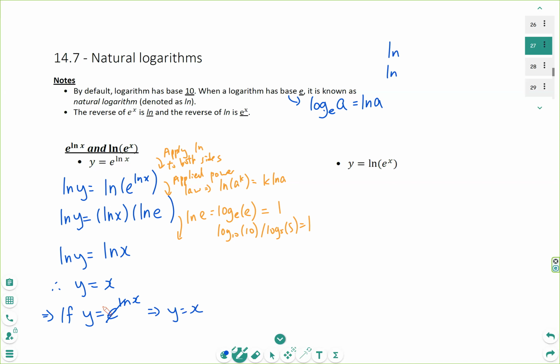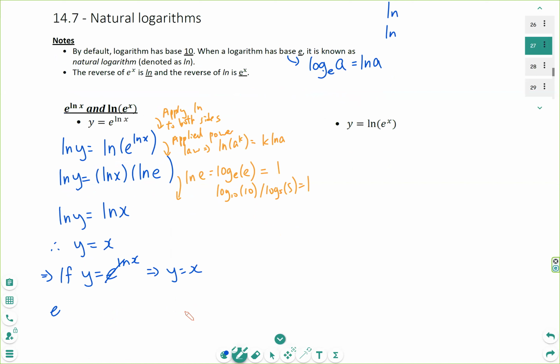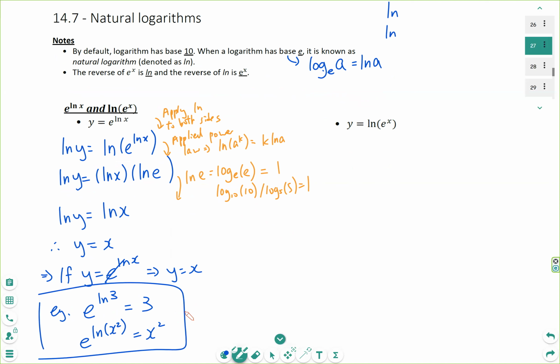So e and ln cancel that way. Okay, that's what I'm trying to say. So we have a little example in here. If you have e to the power of ln 3, that will give you 3. E to the power of ln x squared, I'll just make it up, that will give you x squared. Just a few small examples to help you get your head round how e and ln cancel out.